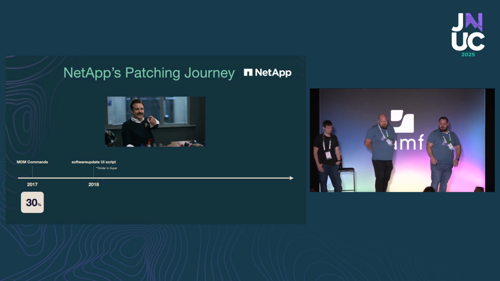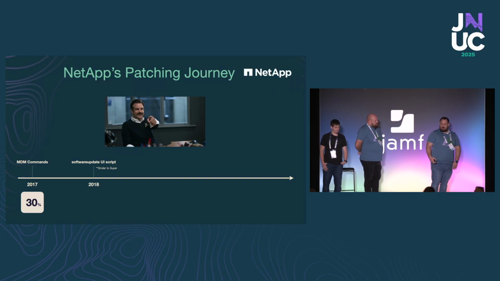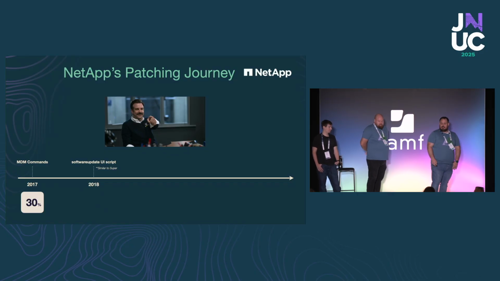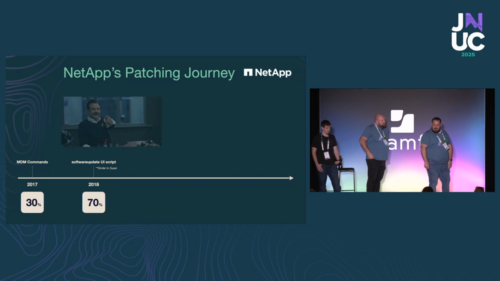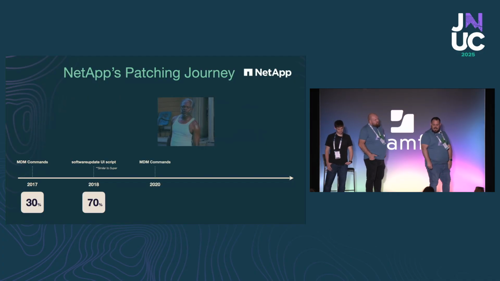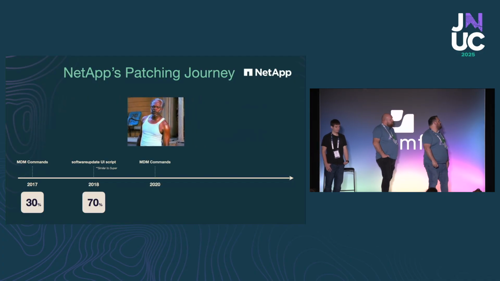And then 2018, that's when we started getting wise and I came up with a software update UI script. It was very similar to Super, but basically I used Jamf's own pop-up notification tool at the time to work on it, Jamf Helper, and basically it had some logic about deferrals that was built into it, and with that, by making it a more forceful update, I was able to get close to about 70%. And then 2020 rolled around, and we were back at MDM commands.